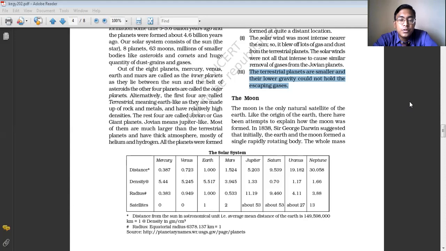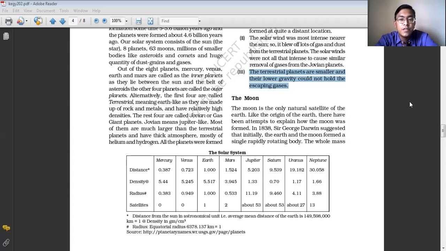We came to know that our solar system mainly consists of 8 planets and 63 moons. These moons are considered satellites of the different planets. Our Earth has only one satellite, that is, only one moon, and the moon which we can see in the sky is the only natural satellite of the Earth.